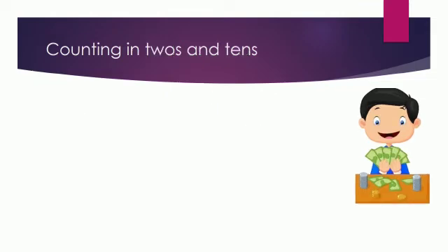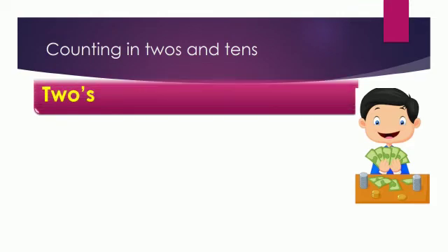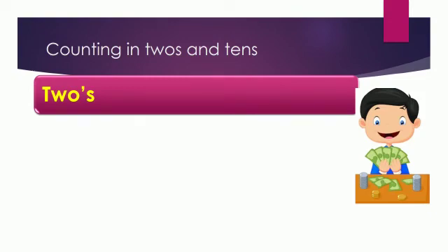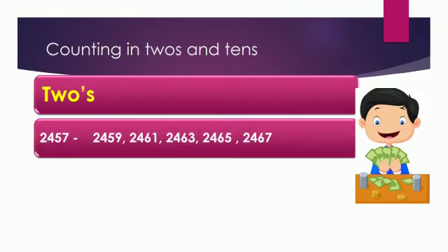Now, we are going to learn how to count in twos and tens. What do you mean by counting in twos and tens? Counting in twos simply means adding a 2. So let's take the first example, 2457. What's the easier way? You either add it in a rough column or you simply add it to the ones place. Since 2 is a 1-digit number, you add 2 to the ones place. So 7 plus 2 becomes 9. So the number becomes 2459.